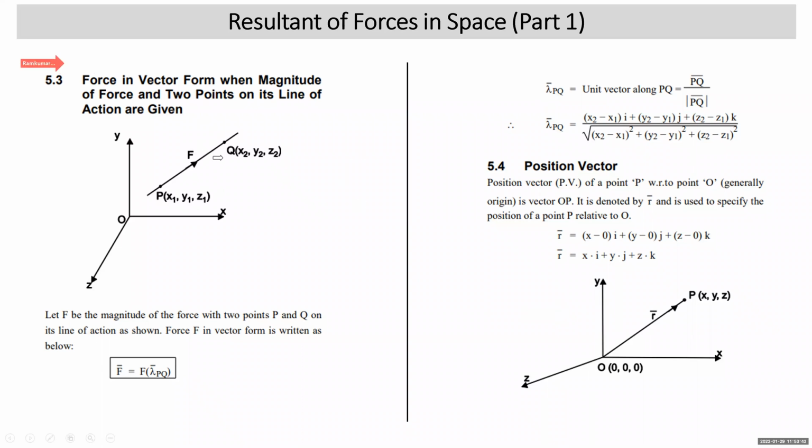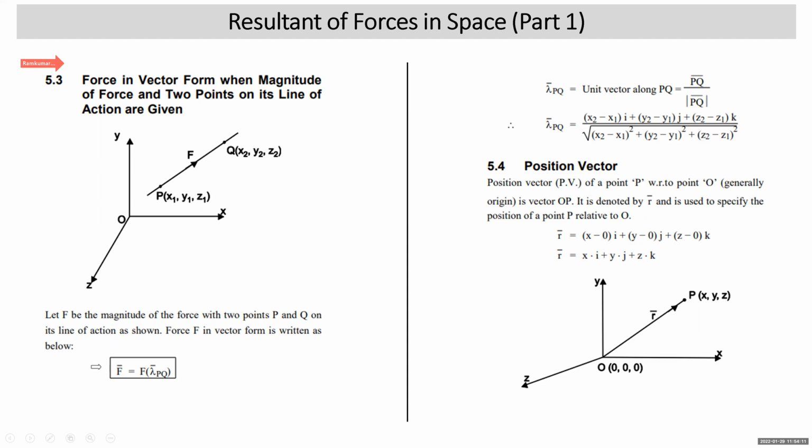Next, force in the vector form. When the magnitude of force and 2 points on the line of action of the force are given to you. Now, x, y, z are the 3 reference axes. You have the force F, magnitude F. 2 points on the line of action are given. P is the initial point, Q is the terminal point. Suppose P has the coordinates x1, y1, z1. Q has coordinates x2, y2, z2. So you want to write force in vectorial form when magnitude and 2 points on line of action are given.